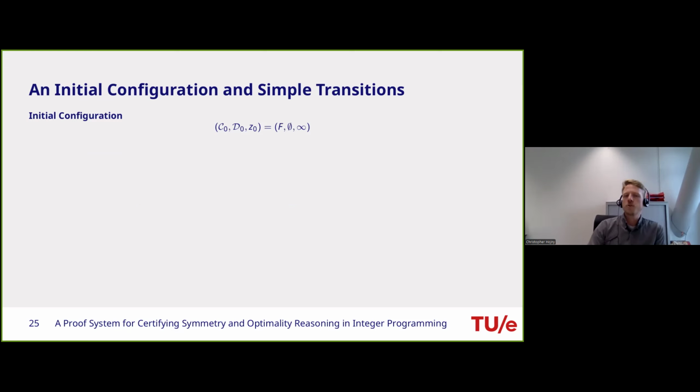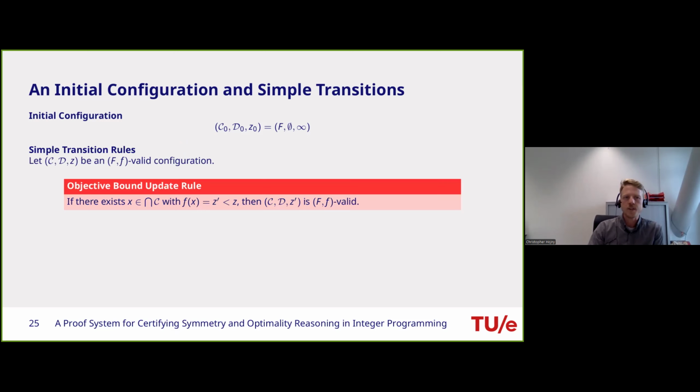As an initial configuration, we can then just take the feasible region F for which we want to solve the optimization problem. The derived constraints are empty because we haven't started solving the problem yet. And as an upper bound, we can just take infinity. And then it is easy to check that this satisfies the requirements of an FF valid configuration. And we can also prove very basic transition rules from one configuration to the other.